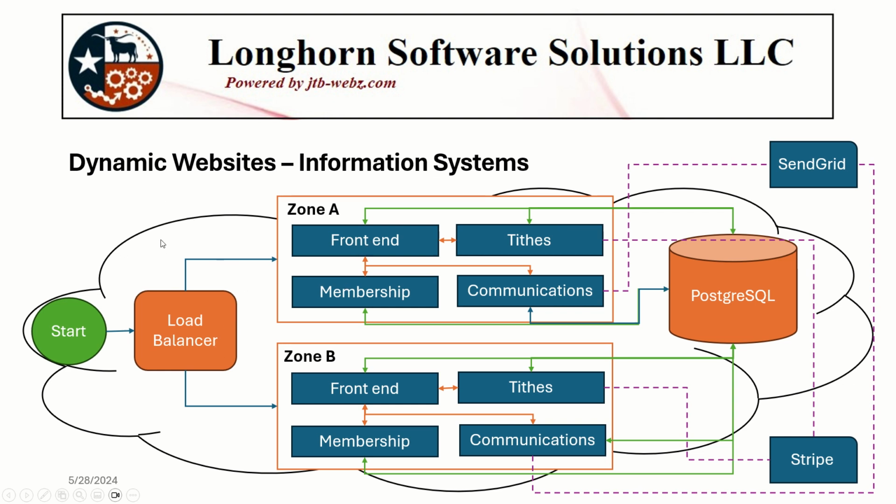So essentially, when a user navigates to the church URL, they come into the load balancer, and the load balancer determines if they go to Zone A or Zone B. If one of these availability zones is down for some reason, the traffic will be routed to the other. Let's take a look at what the application looks like.